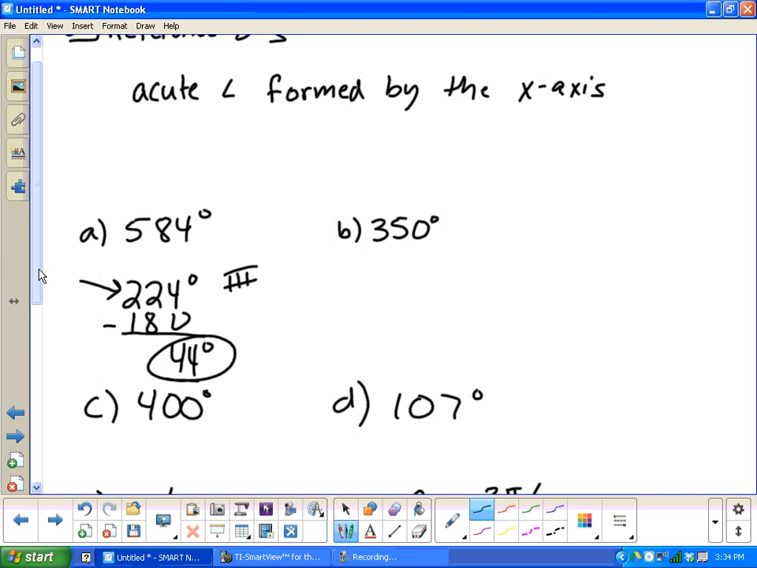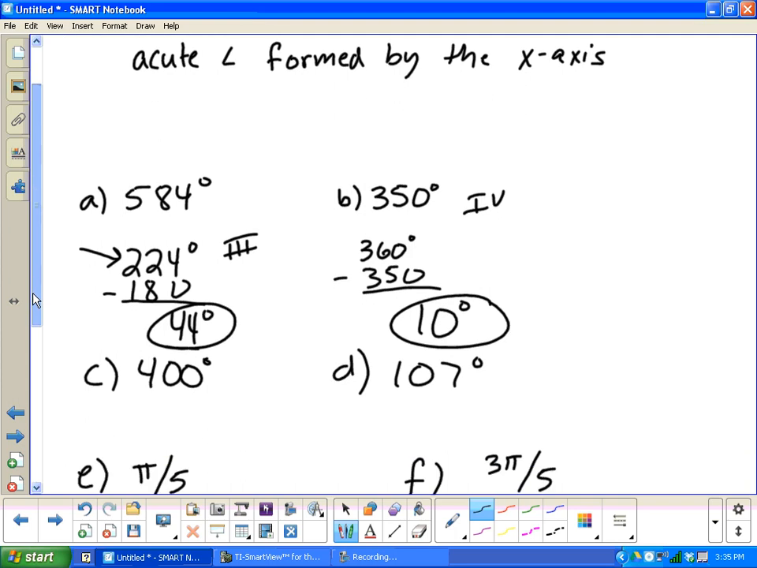Okay, on part B, we're at 350 degrees, which would be in the fourth quadrant. And so if it's in the fourth quadrant, we said we're just going to take 360 and subtract 350 there. So that's going to give me 10 degrees.